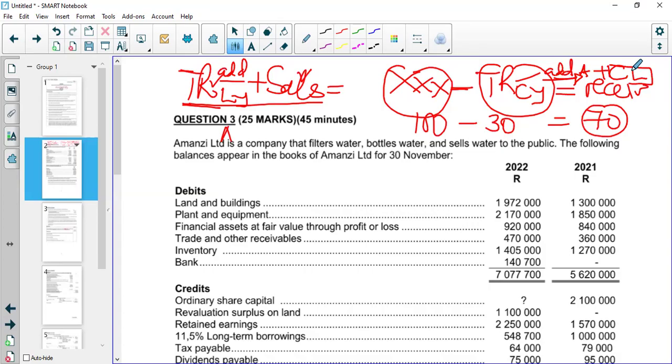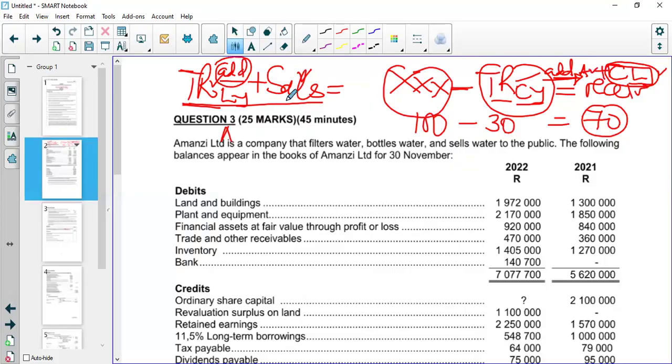Here we're looking for what was actually received. So remember the adjustment: trade receivables last year, then you add any allowance for credit losses from last year. The same applies to trade receivables this current year. You add allowance for credit losses current year, plus the actual bad debts written off, the credit losses written off. You also add them back.